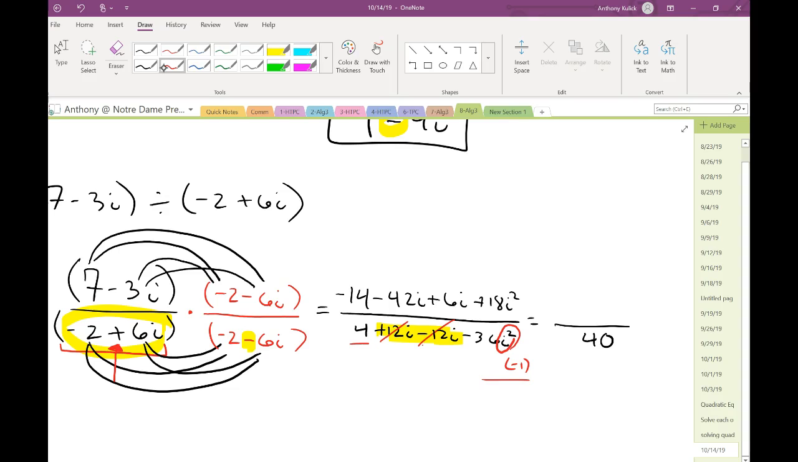Yes, sir. Yes, so negative 1 times negative 36 is positive 36, and then plus 4 is 40. We'll do the same thing here in the numerator. So again, i squared is negative 1, which makes that negative 18. And negative 14 and negative 18 is negative 32. And then negative 42i plus 6i is negative 36i.